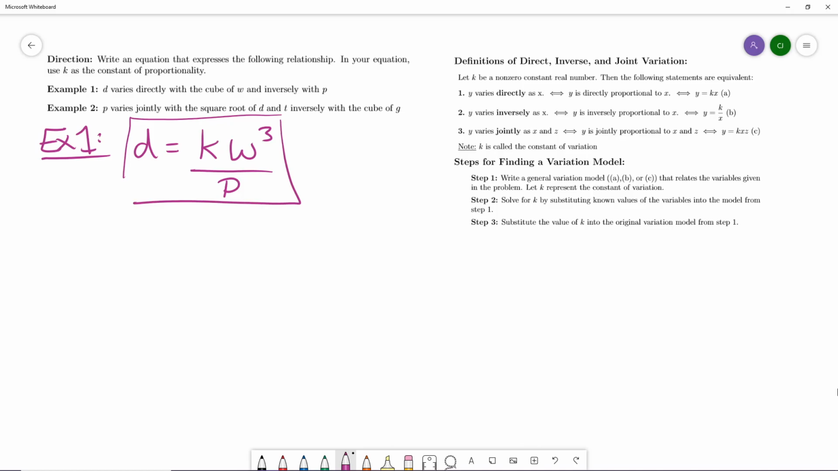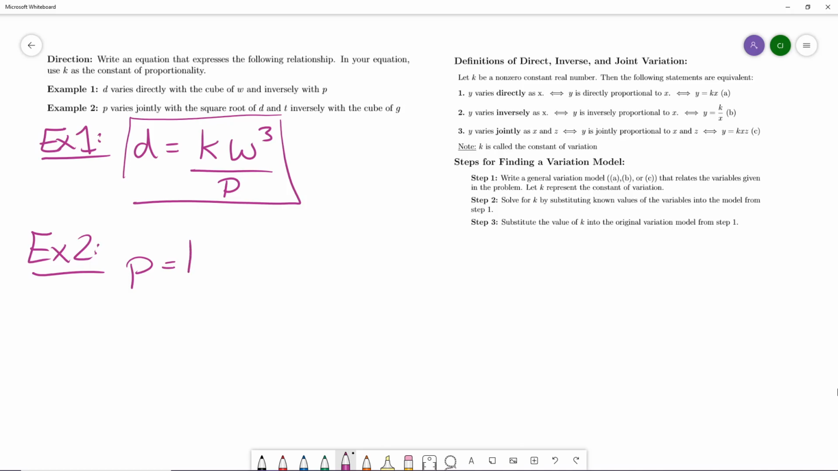Okay. So now let's look at example 2. Example 2 says p varies jointly with the square root of d and t, inversely with the cube of g. So what does that tell us? p over here acts like y, so p is equal to, and this one's new, it says jointly. Looking at number 3, it says y varies jointly as x and z. So that tells us they're multiplied together.